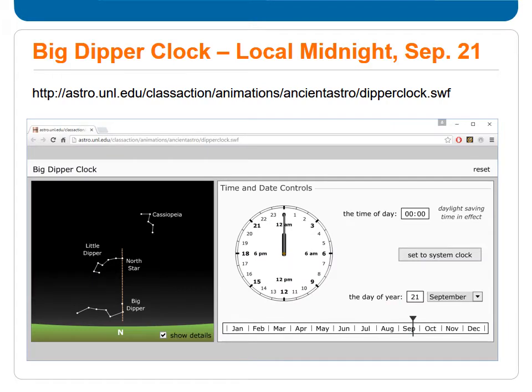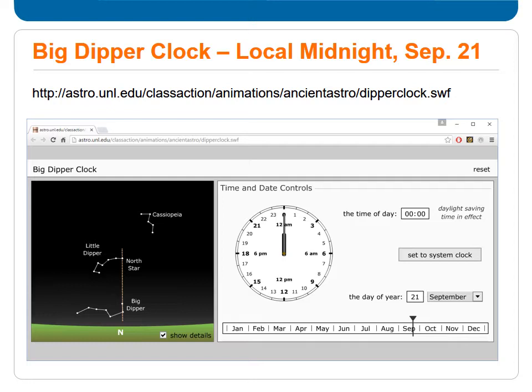The University of Nebraska's Big Dipper clock simulation shows how the stars rotate daily and gives their orientation for a given day of the year and local time. This is the position of the Big Dipper, Little Dipper, and Cassiopeia at local midnight on the autumnal equinox. At midnight on the autumnal equinox, the hour hand of the Big Dipper clock is vertical to the local horizon. The hour hand of that 24-hour clock is vertical as well.